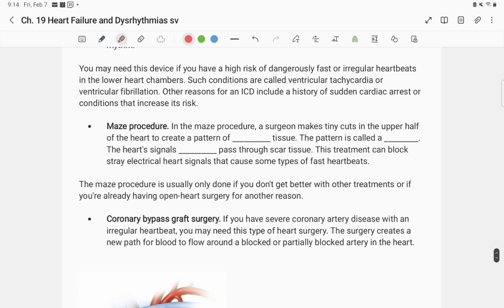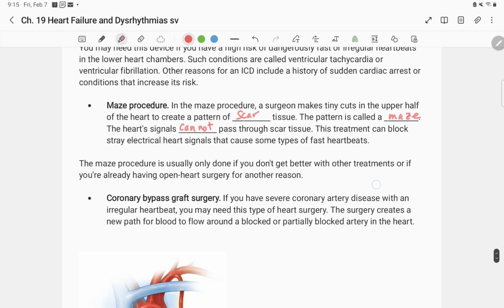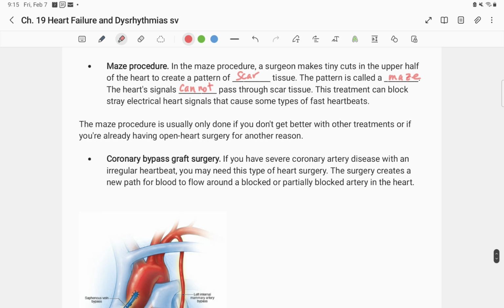Okay, the maze procedure, where a surgeon makes tiny cuts in the upper half of the heart to create a pattern of scar tissue. This pattern is called the maze. And the heart signals cannot pass through the scar tissue, so the treatment can block stray electrical activity.